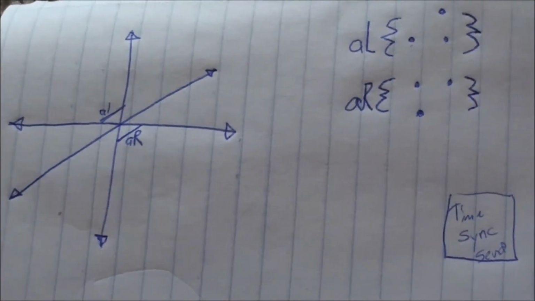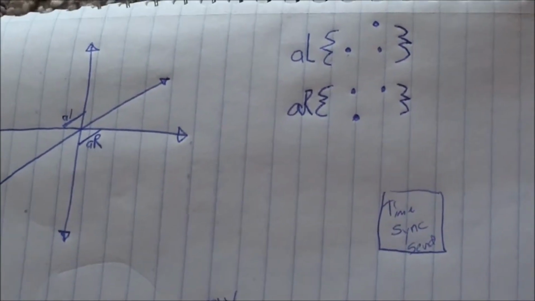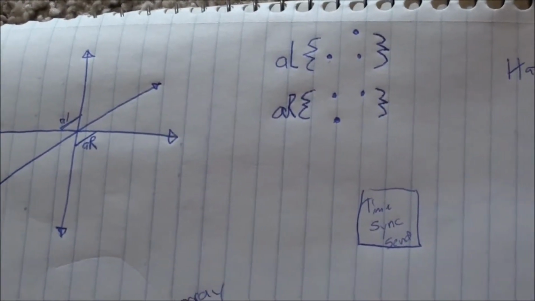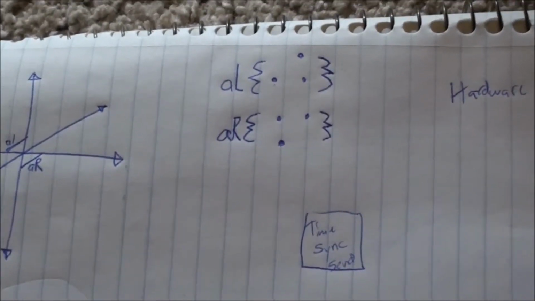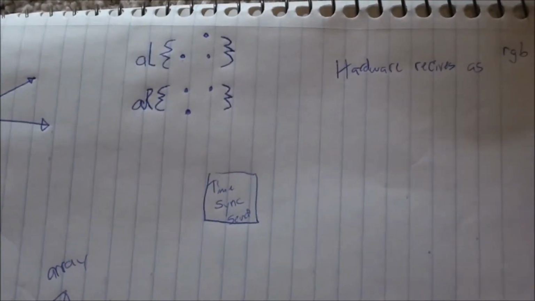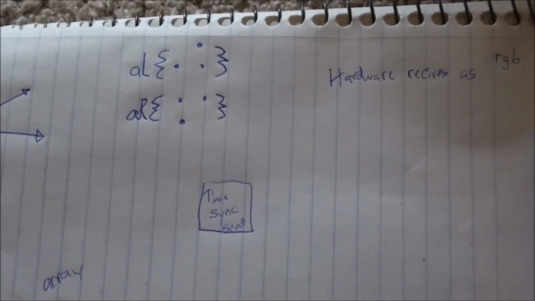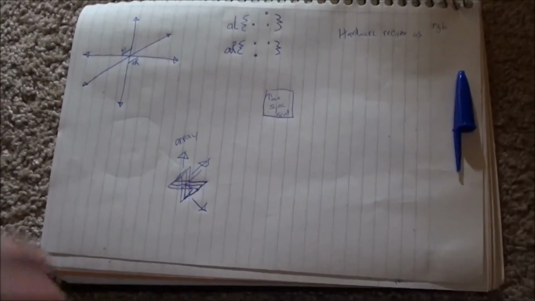I was thinking some more about OpenGL and how you could make an array of quads, because each quad would contain 3 points of information, and then the hardware could receive that as RGB. You'd need a way to synchronize when the array gets fired.